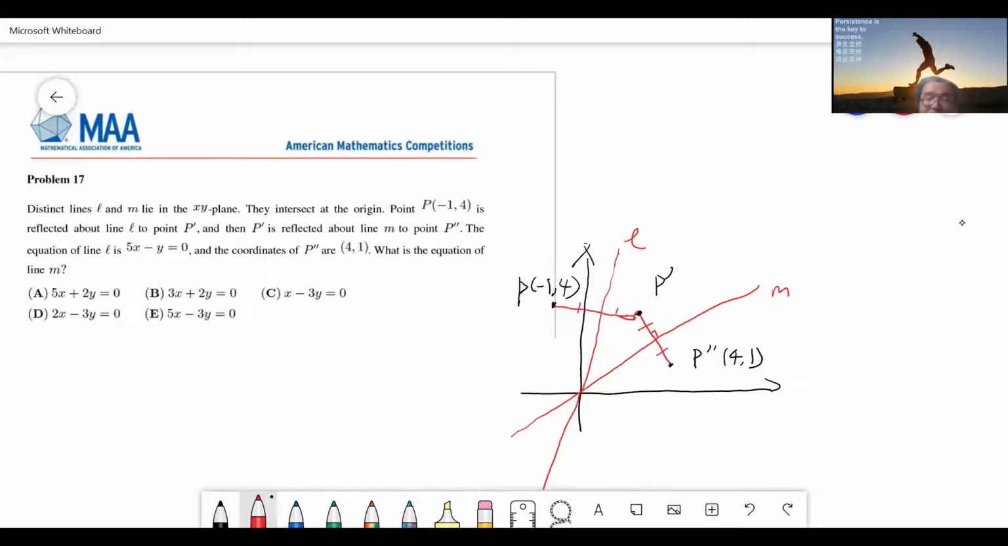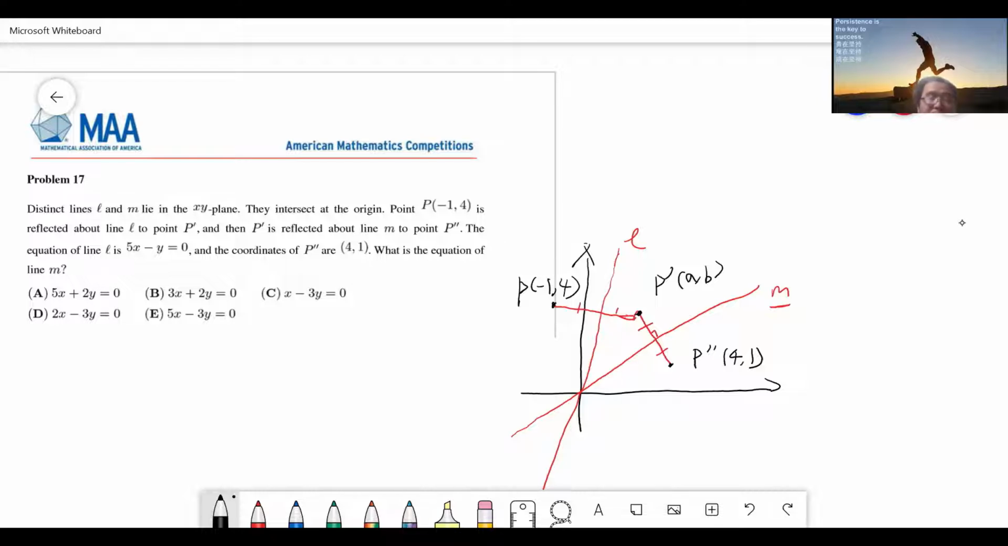Right. So to find the equation for line M, the most important thing is we need to know the slope of line M. If we find the coordinates of P prime, let's say this is A and B, we can use the slope formula to find the slope of P prime P double prime. Then using the property of perpendicular lines, we can find the slope of M. Then we're going to have the equation, right? So that's going to be our plan. Then how do we find the coordinates of P prime?